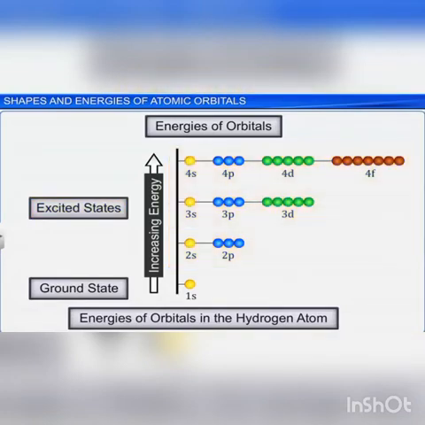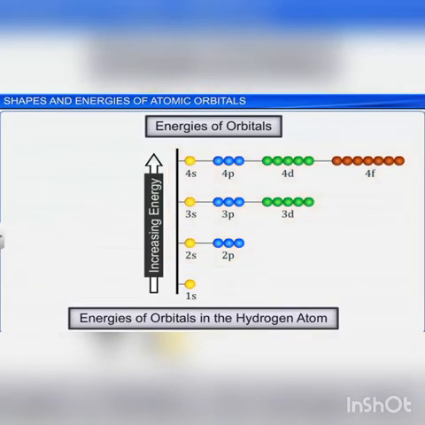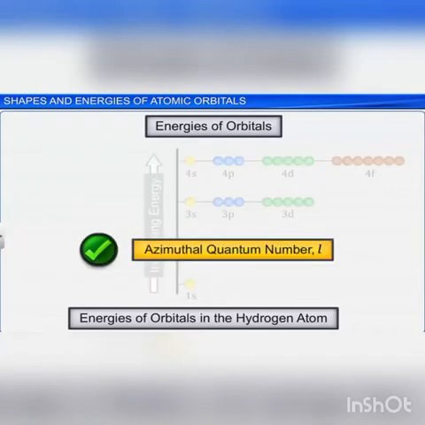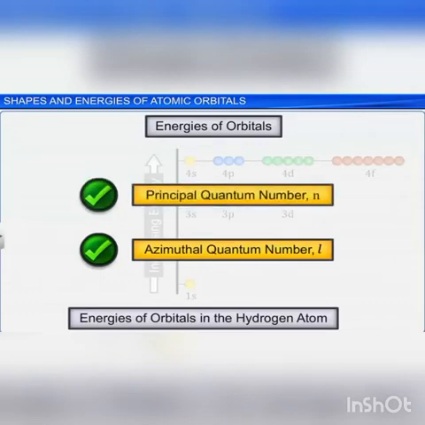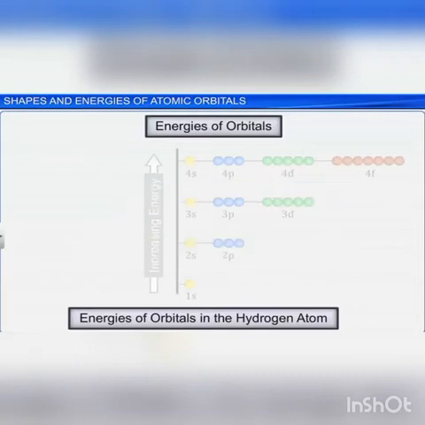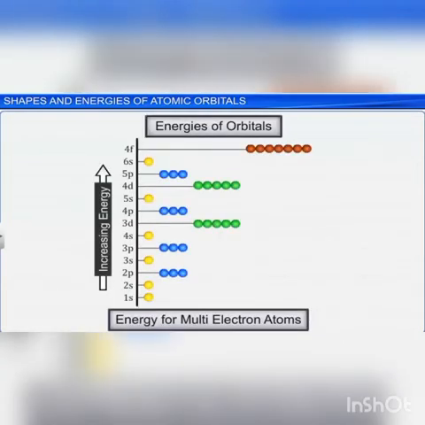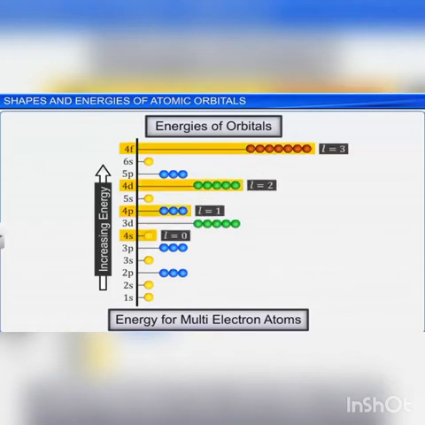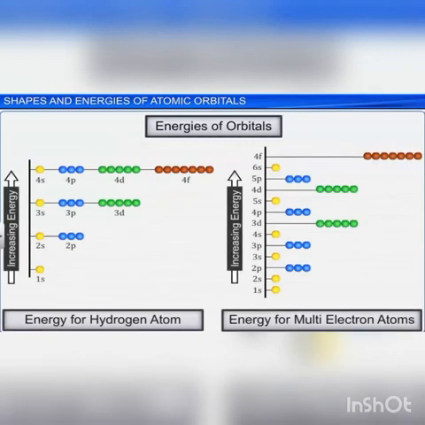Unlike the single electron species, the energy of an electron in a multi-electron atom depends on the azimuthal quantum number, in addition to the principal quantum number. This essentially means that for a given value of n, the orbitals s, p, d, f possess different energies for different azimuthal quantum numbers. Let us look at the energy level diagrams for the hydrogen atom and a multi-electron atom, which depict the arrangement of various orbitals.